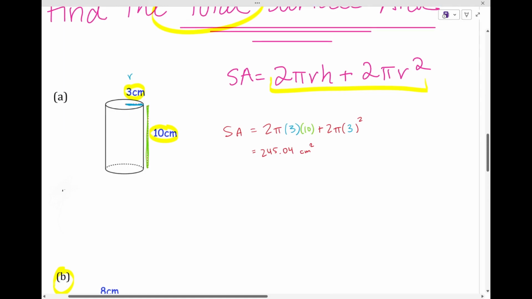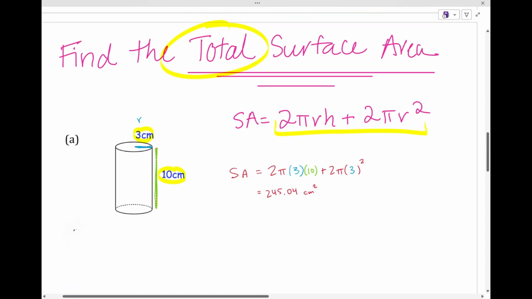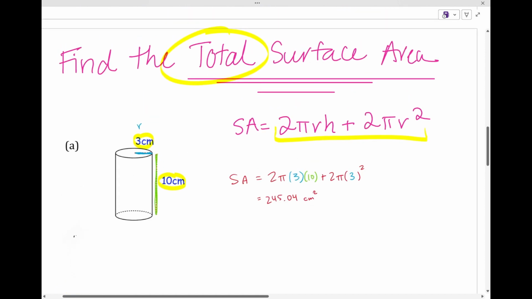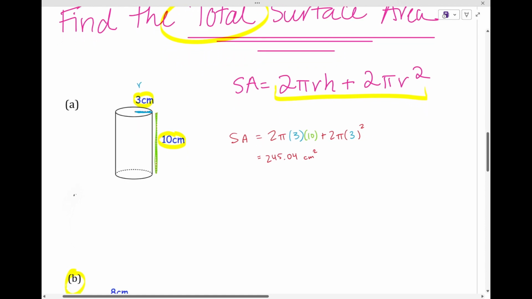Okay, so our answer was 245.04 centimeters squared for that problem. And that's all there is to it. You just plug in your r and your h, your radius and your height, into a calculator and you get your answer. Just make sure you use the correct formula. Here we use total surface area, so I use the formula for the total surface area of a cylinder.